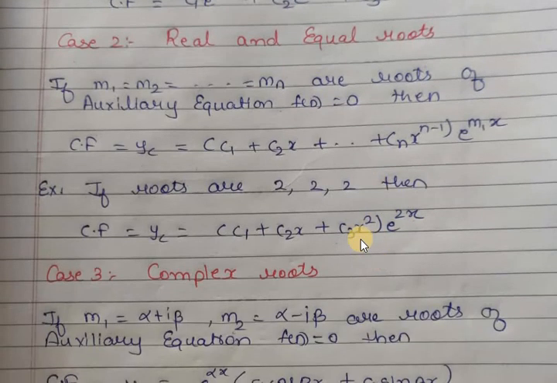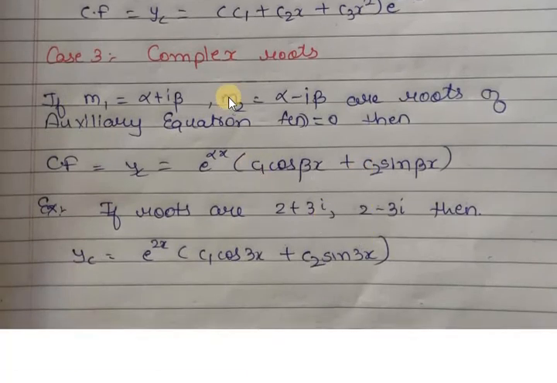Now let us discuss case 3, complex roots. So if m1 is equal to alpha plus i beta and m2 is equal to alpha minus i beta are roots of the auxiliary equation, that is f of D equal to 0, then CF is yc equal to e raised to alpha x in bracket c1 cos beta x plus c2 sin beta x.